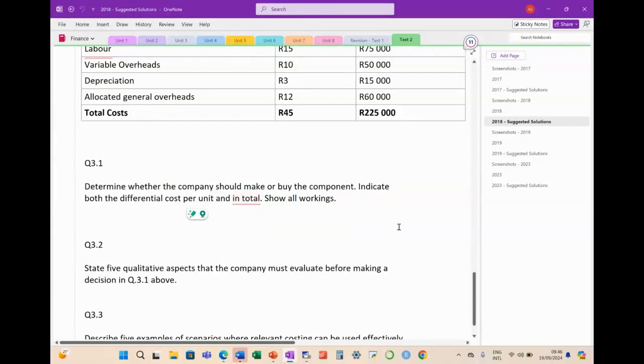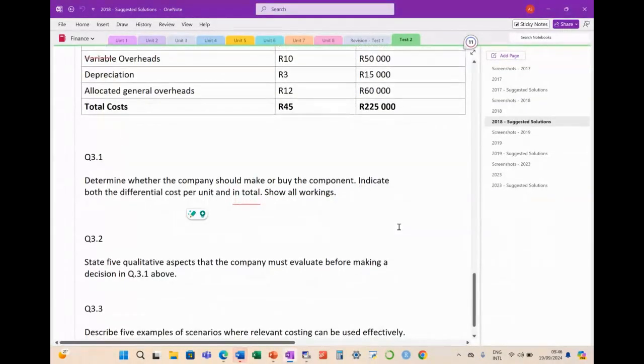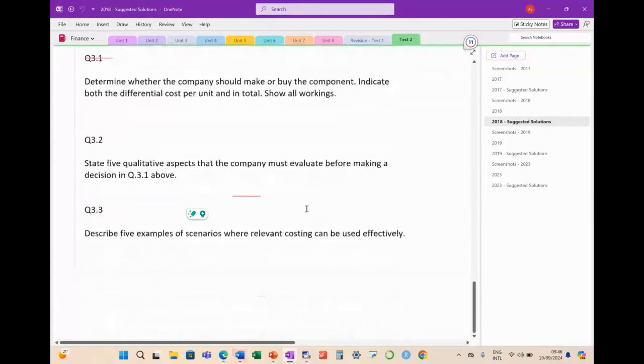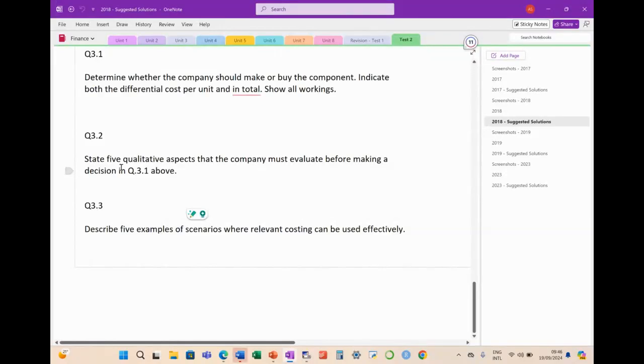Then question 3, determine whether the company should make or buy the component. This, I think, is question 5.2. Indicate both the differential cost per unit and in total. Show all workings. Then 3.2, state 5. So this is a theoretical question.